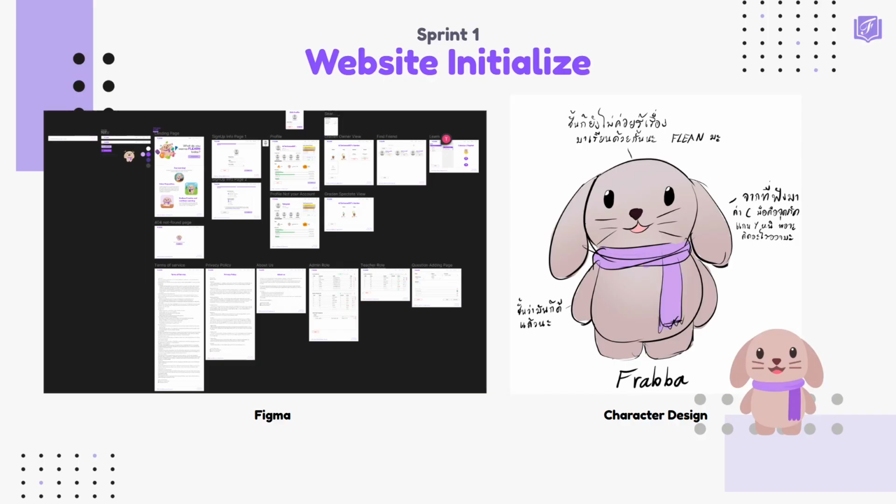than traditional studying. In our first sprint, we focused on designing the overall look and feel of the website using Figma, and we created our mascot, Frappa, who represents friendly, fun, and supportive learning. Frappa is meant to make the platform feel more welcoming and encourage students to keep going.